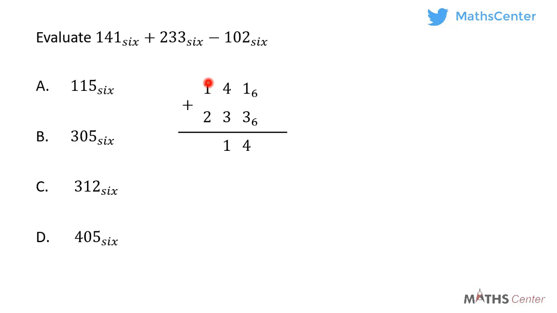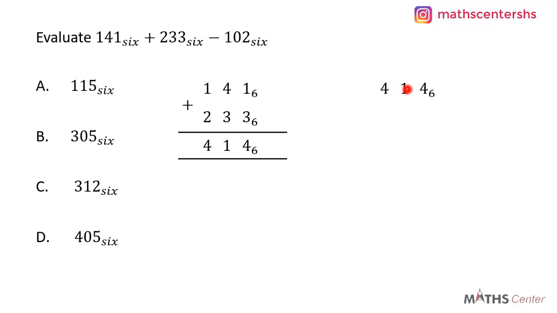So you add that 1 to the 1 that you already have here. 1 plus 1 will give us 2. So here is now 2. 2 plus 2 is 4. 4 in base 6 is 4. So it means that if we add 141 base 6 to 233 base 6, we are going to have 414 base 6. So we are now done with the first two. We have to subtract 102 base 6 from this.